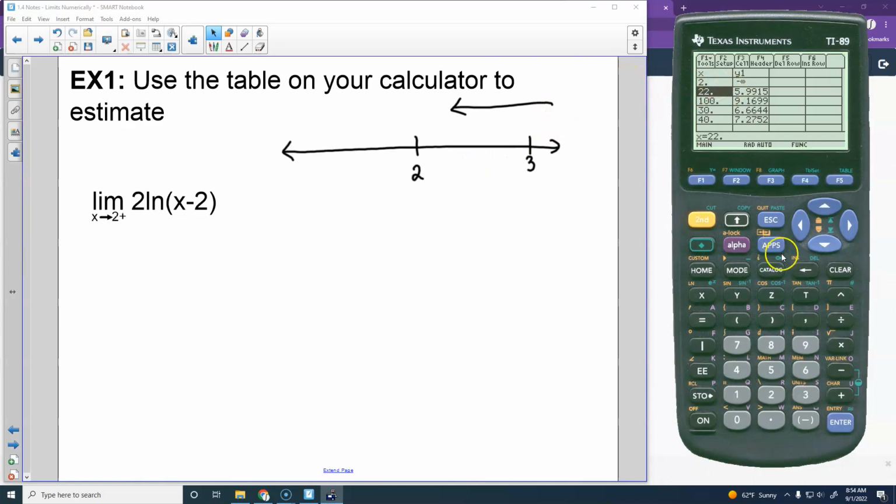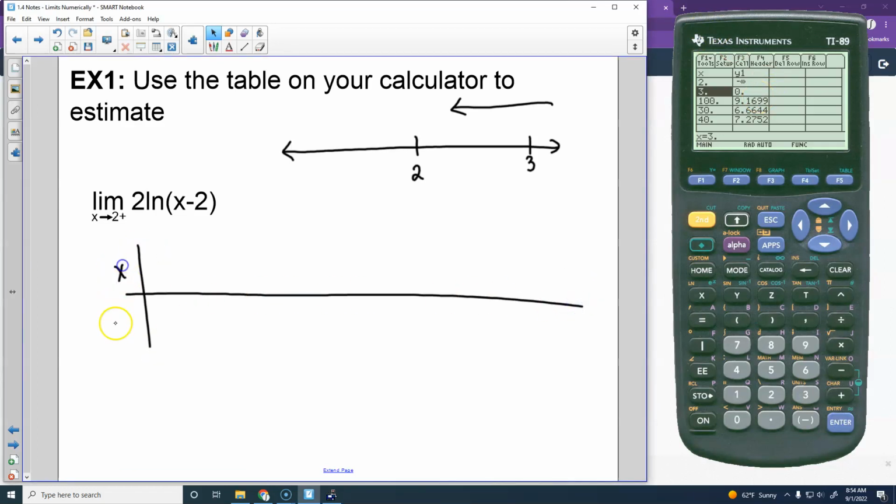So if I plug in 3, I get 0. I'm going to write down the table here. So that was right here. What is a number that would be even closer to 2? Okay, so if I put 2.9, that'd be like here, right? So if I try 2.9, I would get negative 0.2107.